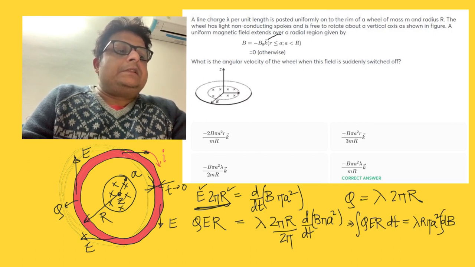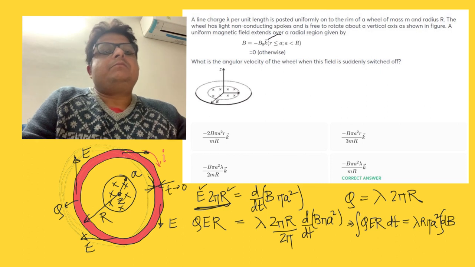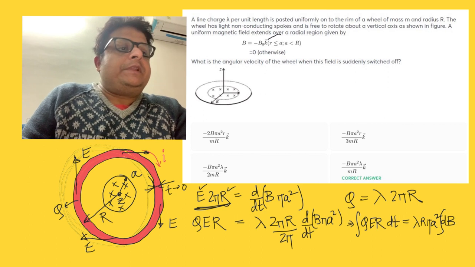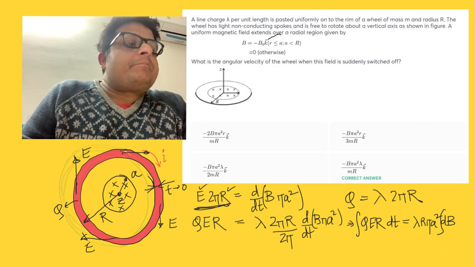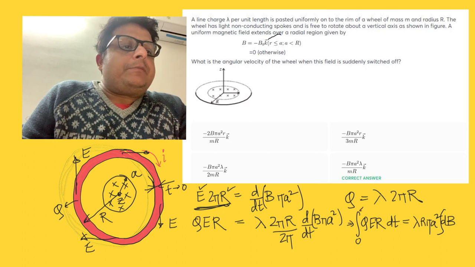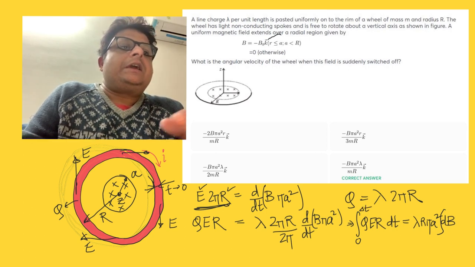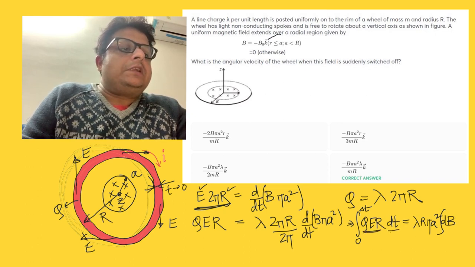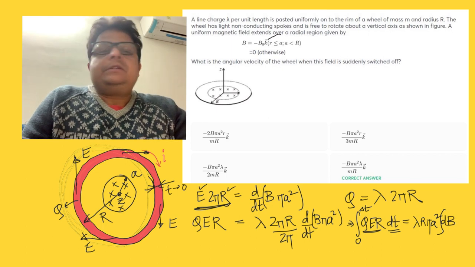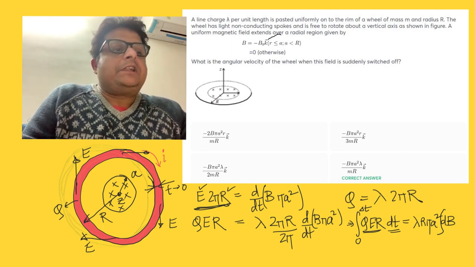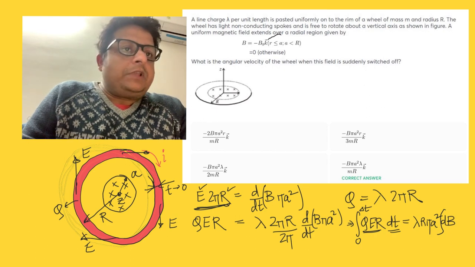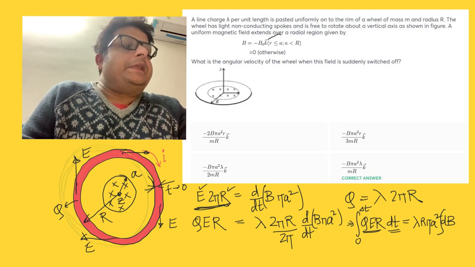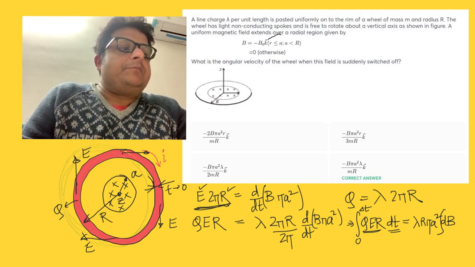Ignoring the sign, since I want the magnitude of the angular speed. It all happens in a very small time, so it's like an impulse, that is the torque into dt. The integral of torque dt in a very small time is the angular impulse, which is equal to the angular momentum gained by the wheel or the ring. Integration of dB will be B naught.